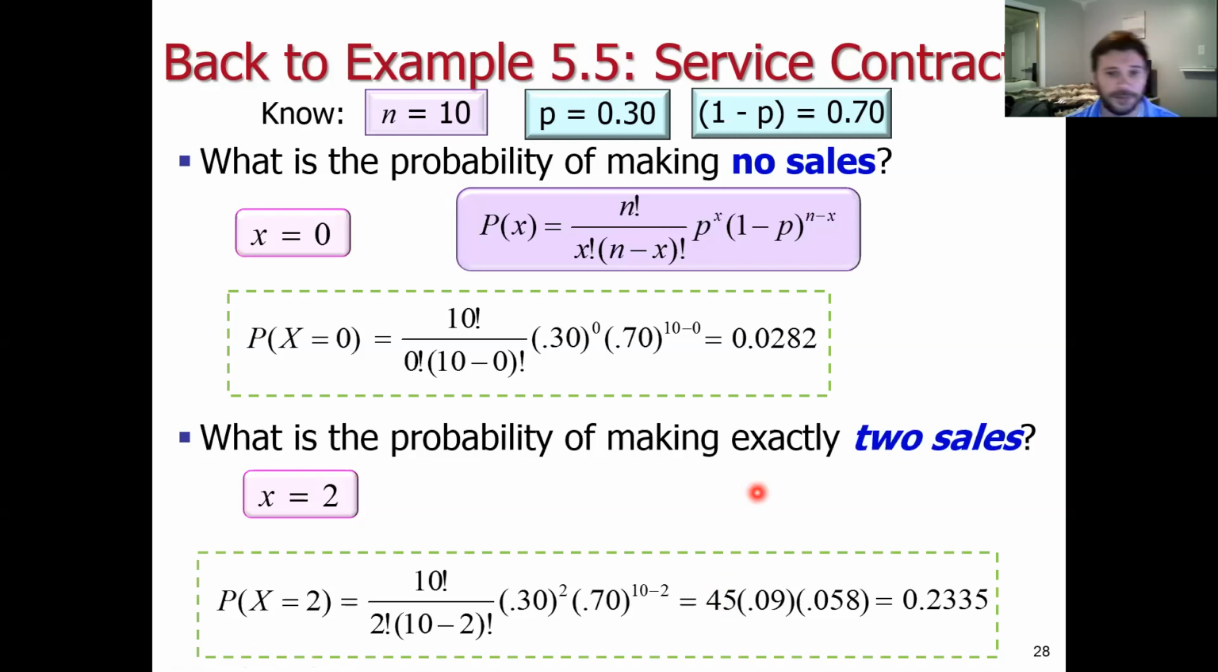Then I have to do this calculation 2 times because I'm taking the union, and I have to add the likelihoods of those mutually exclusive events: getting 2 calls that are successes on one day, or getting 3 calls that are successes on one day.